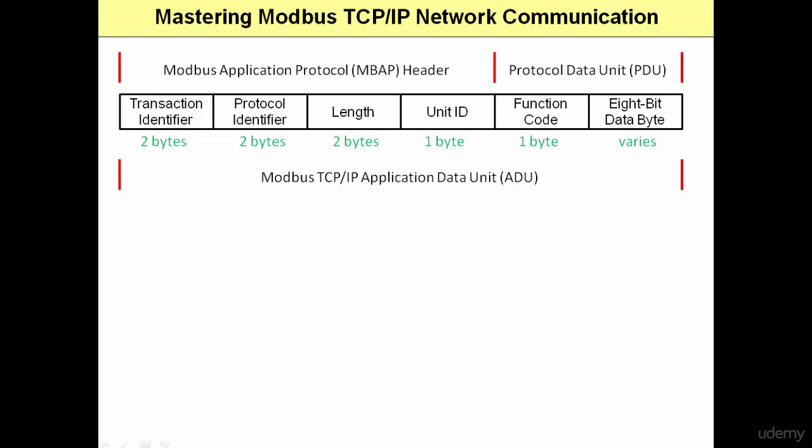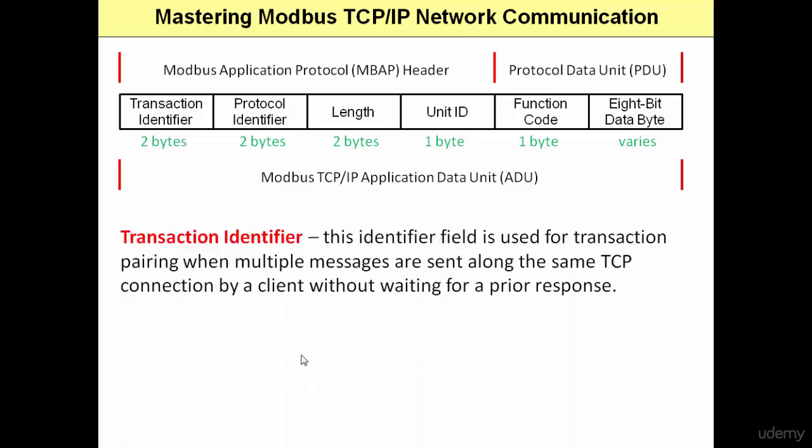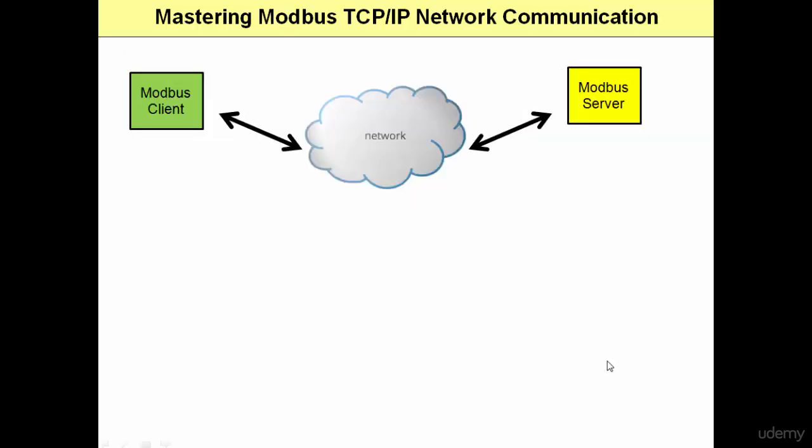Okay, so in this lecture, I'm going to look at the transaction identifier in the MBAP header. I left this one for last because it's a little more difficult to understand. By definition, this identifier field is used for transaction pairing, when multiple messages are sent along the same TCP connection by a client without waiting for a prior response. So let me go to the other slide.